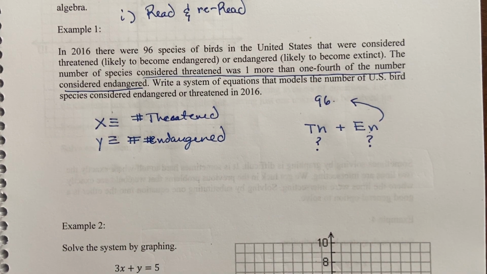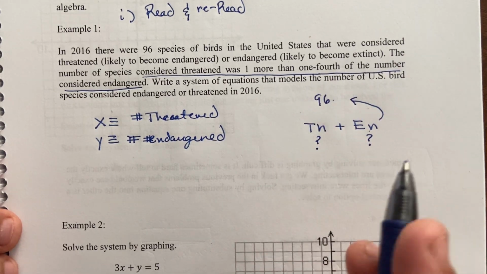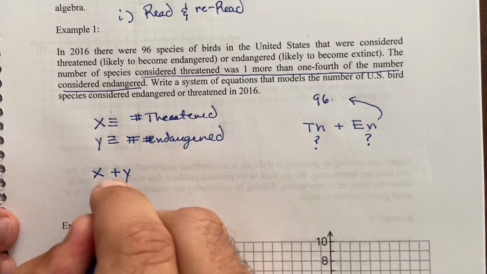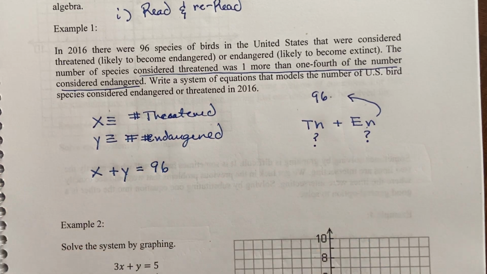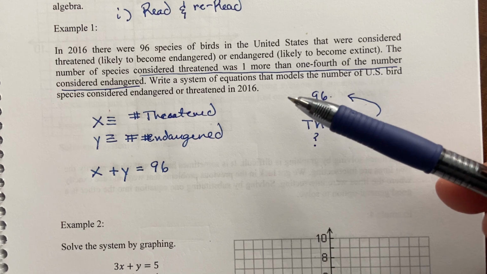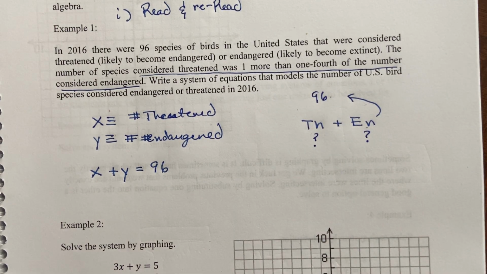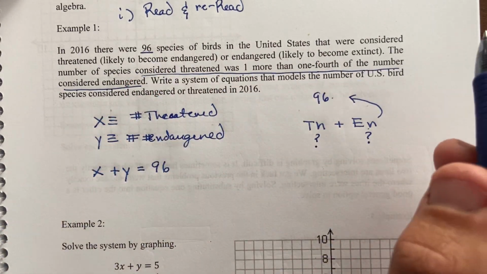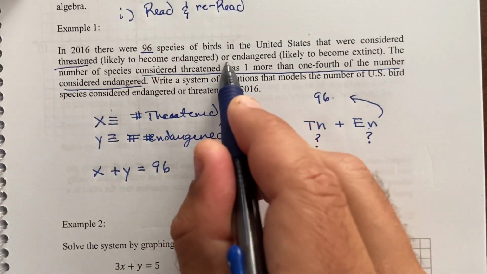Okay, so with that, I'm going to kind of leverage this sketch. So I'll say x, the number threatened, plus y, the number endangered, would equal 96, right? Just from the given information. So that's one equation involving the information. And actually that equation is from the first sentence, really, right? The 96 considered threatened or endangered.